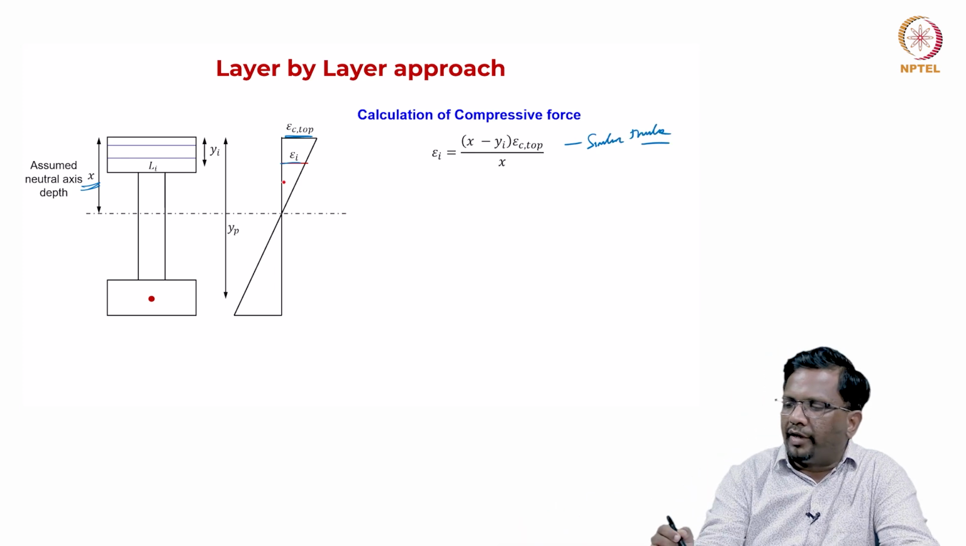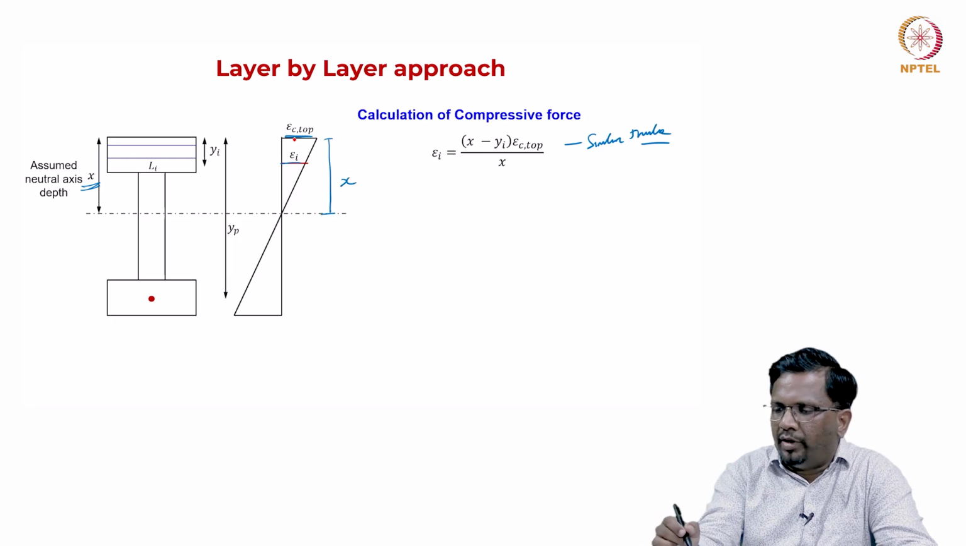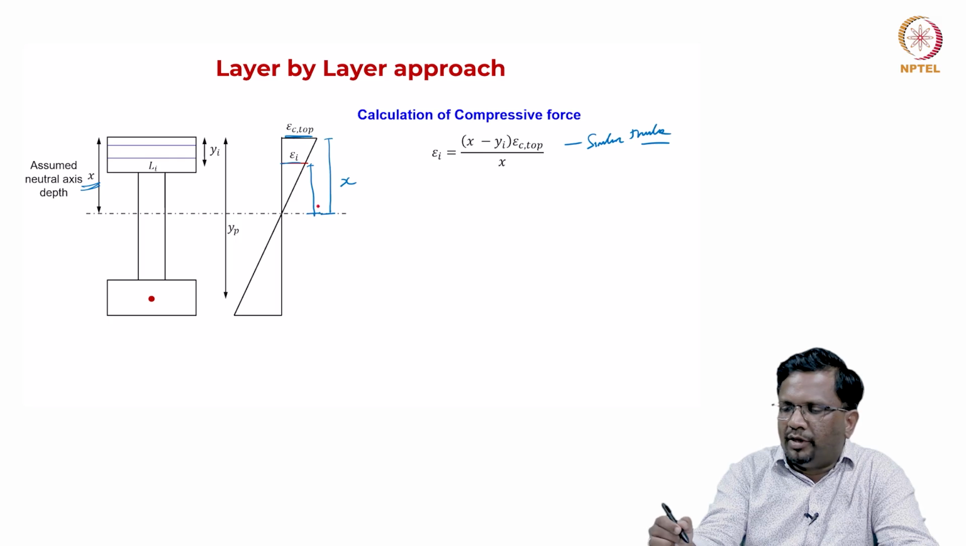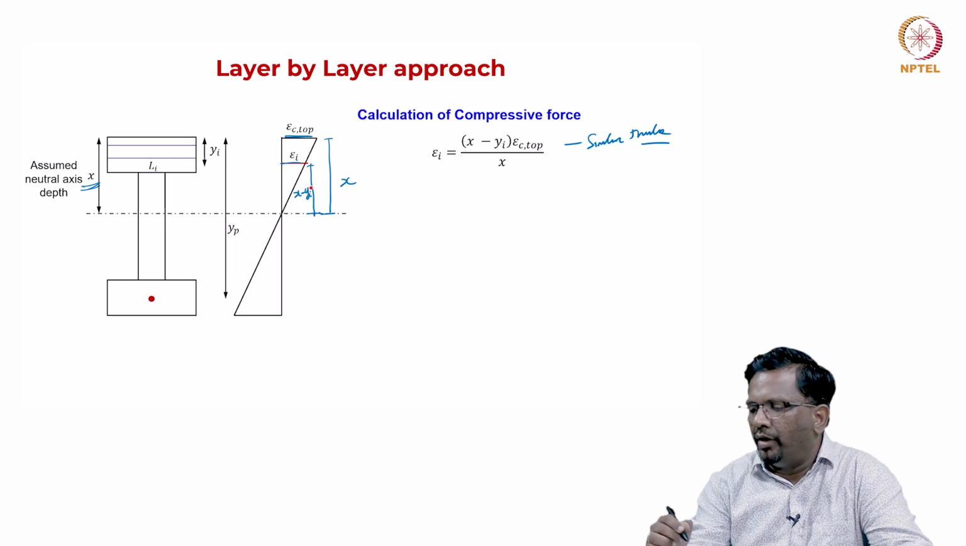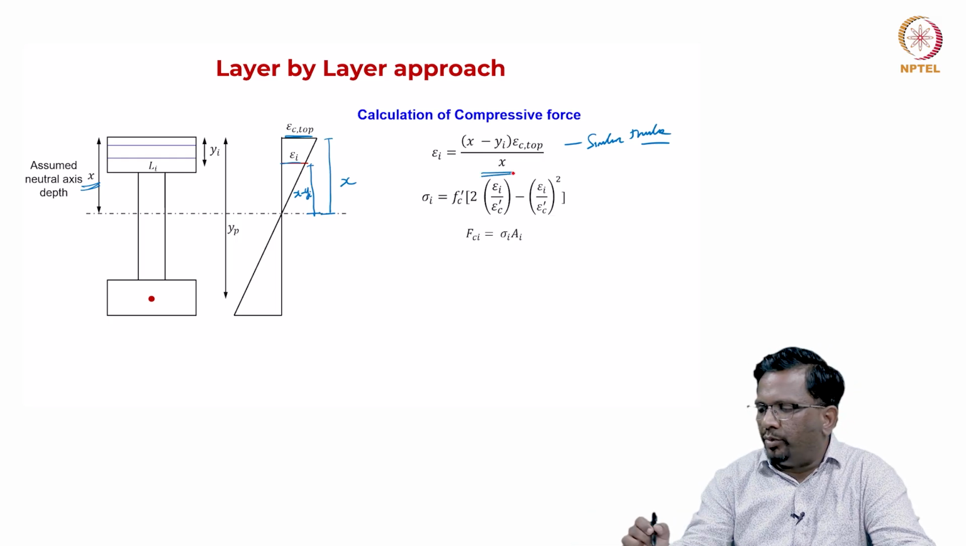So, epsilon I can be calculated from this, right, from at a distance of x, I have epsilon c top, at this distance, which is x minus yi, okay. What is that? So, this is a similar triangle. Then once I know my strain, for this I know the relationship between stress and strain, I can get my stress in each layer as this.